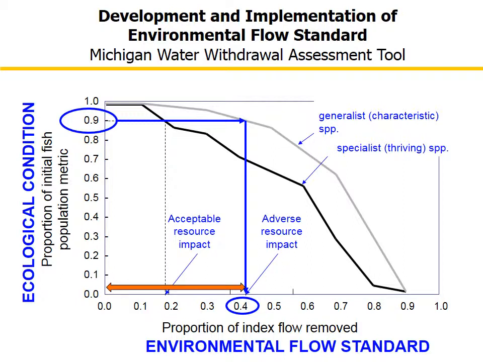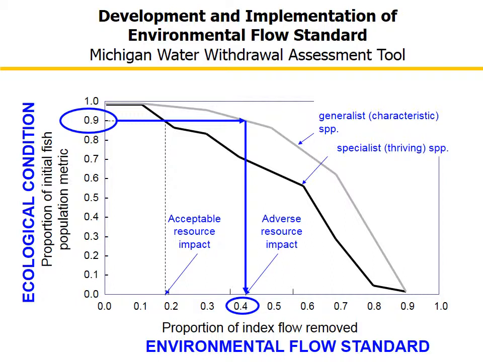But when you went beyond that, when you took more than this percentage of flow off at this particular location, this particular control point, when you started to move into this much alteration, they considered you to be moving into an area of adverse resource impact. And there would be different management actions that would be triggered as you moved further and further along this gradient of alteration.